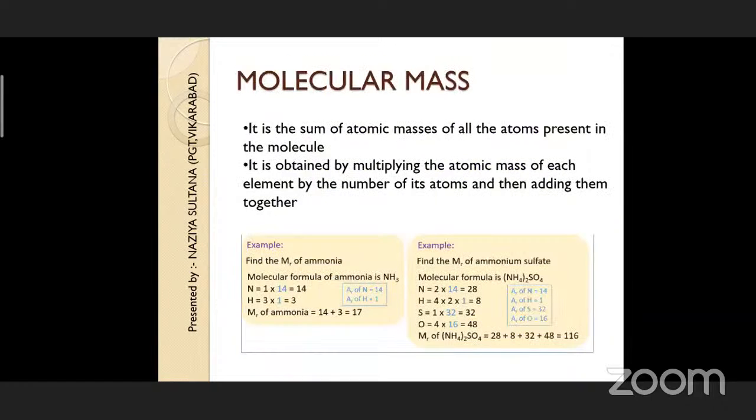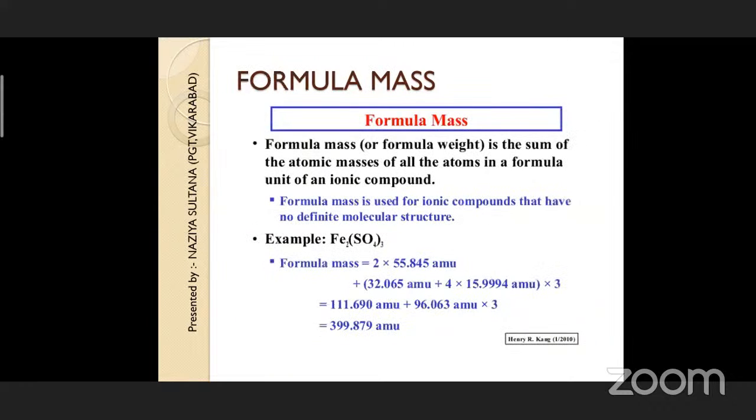And we have also yesterday discussed molecular mass and how to calculate it. We have seen certain examples. And we also have learned about formula mass. Formula mass is nothing but the molecular mass of the ionic compounds.